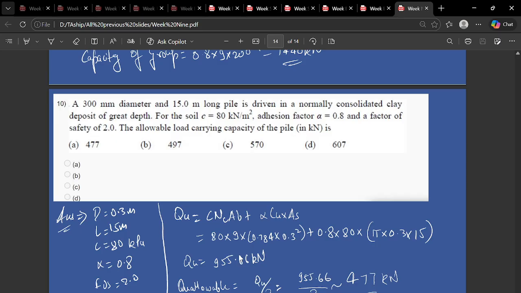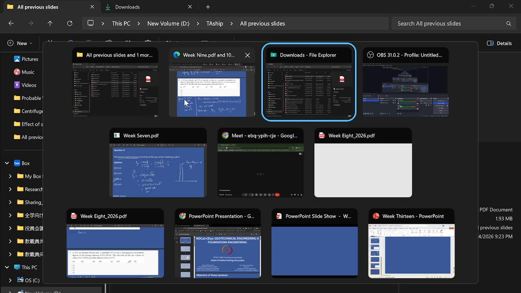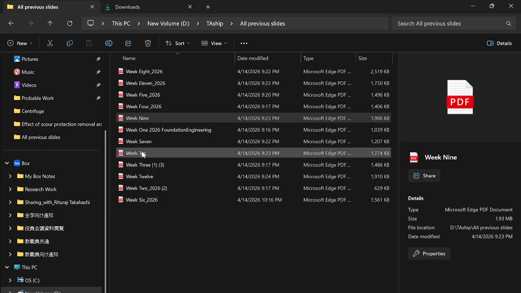And now again, like ultimate bearing capacity for single pile. So this is the question based on the single pile. Moving to week 9, moving to week 10.